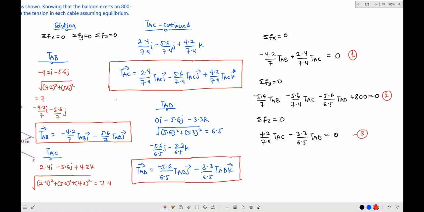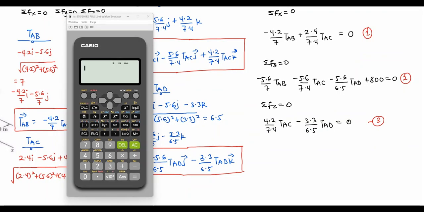So you will have to solve these three equations simultaneously to get the value of the unknowns. I'm going to do this using a calculator. Okay, so let's go ahead and use the calculator to solve this example here.